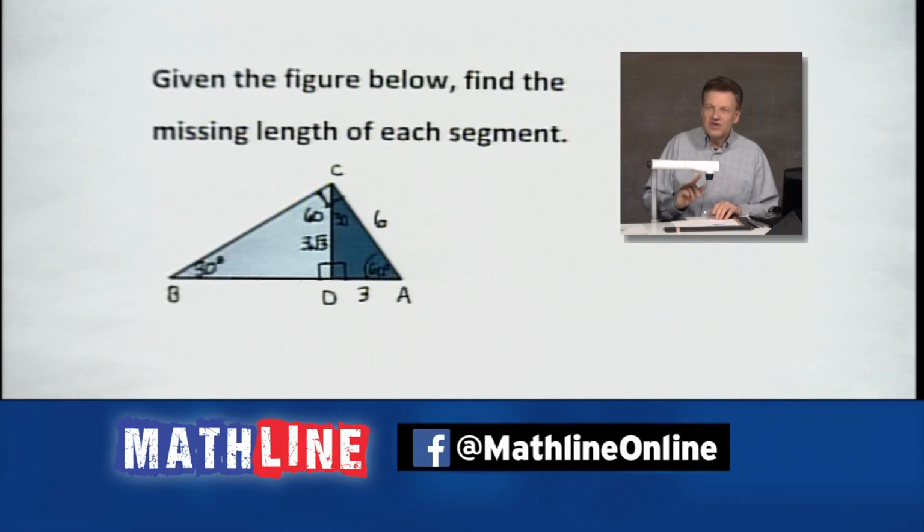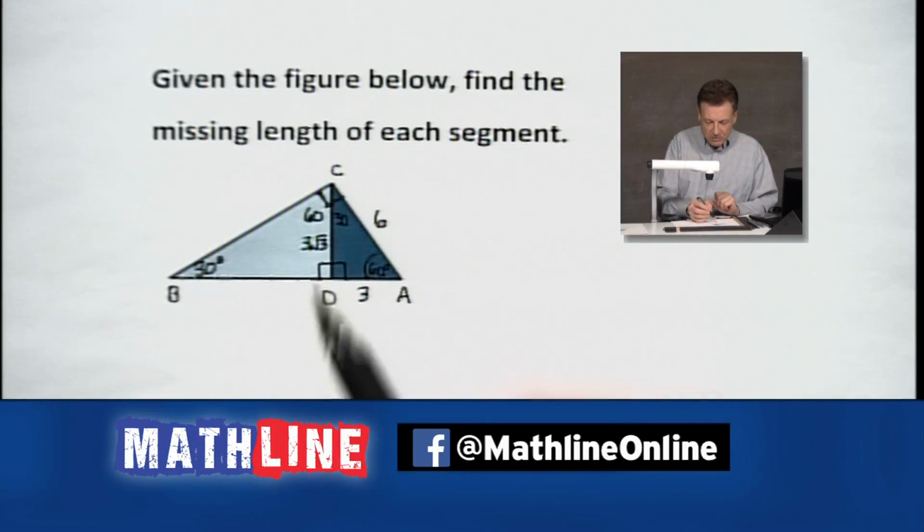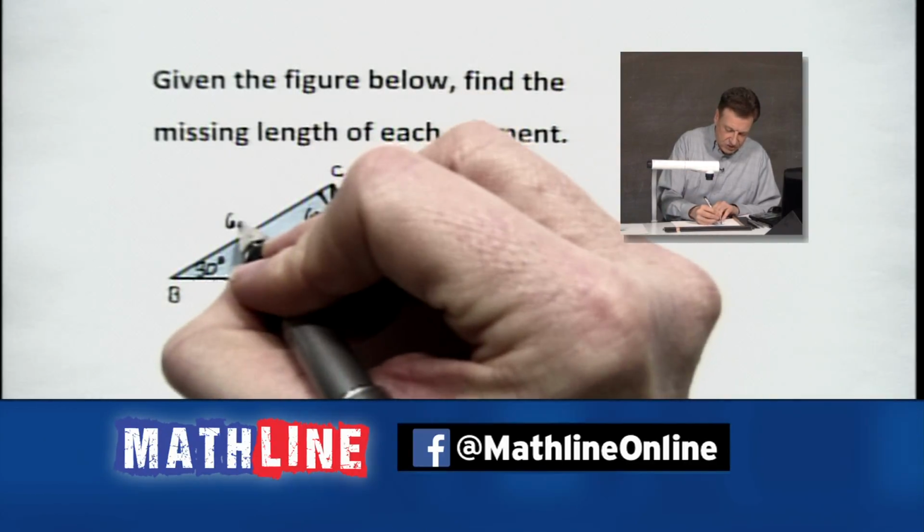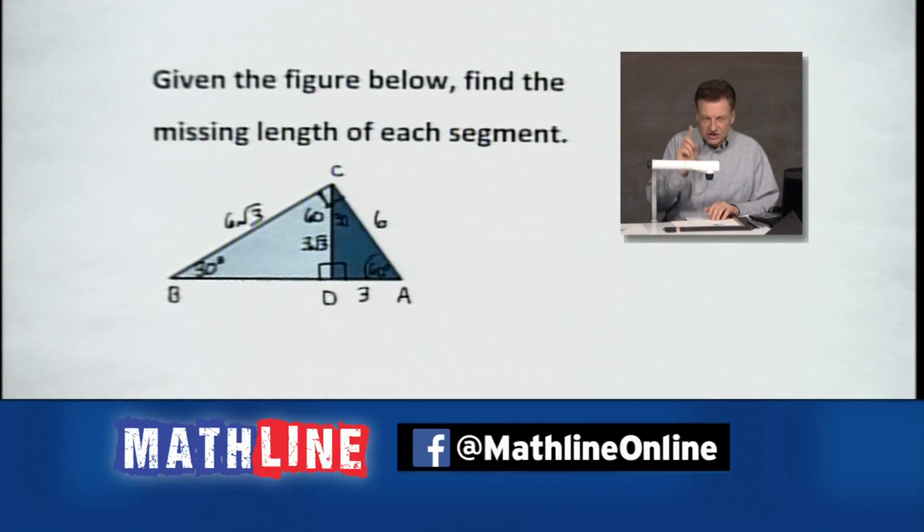Let's look at this little light blue triangle over here to the left side of your figure. You've got opposite the 30, which means it's a shorter leg. How do we go from that shorter leg to the hypotenuse? We multiply it by 2. We double. That's going to give me 6 times the square root of 3.